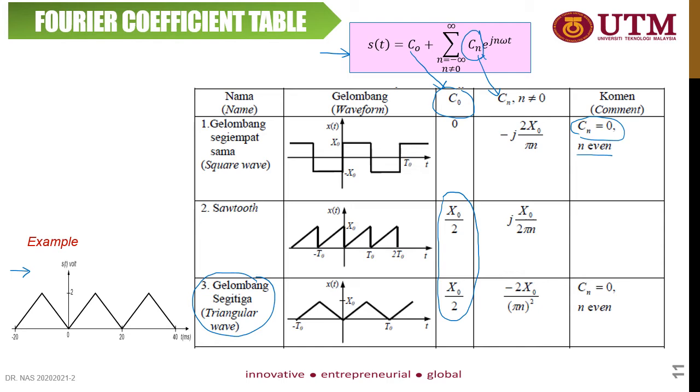So from here, you know that the C0 for this particular signal is x0 over 2, and Cn is negative 2x0 over pi n squared, and that's a remark for this particular signal. You should also take note of the variables involved. In this case, x0 equals 2, and t0, the fundamental period, equals 20, and don't forget the unit, millisecond.